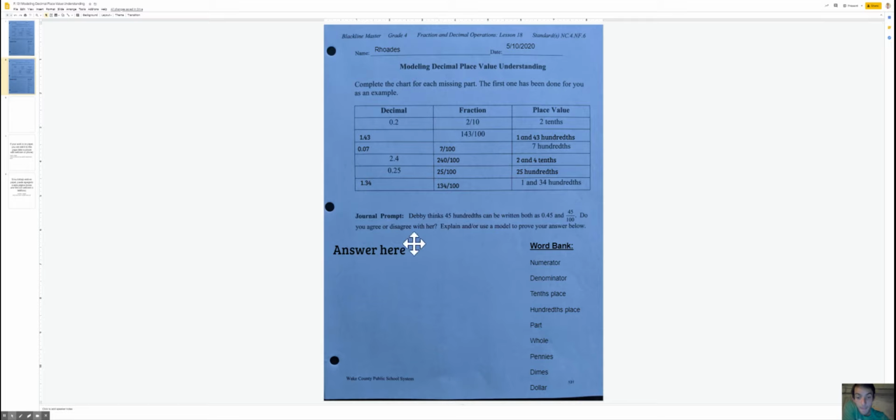Down below, this is a journal prompt. It says, Debbie thinks 45 hundredths can be written both as 0.45 and 45 over 100. Do you agree or disagree with her? Explain and use a model to prove your answer below. I have also added a word bank right here that it does not say in the actual paper. Okay? If you are doing this, short answer here, please use these in your answer.